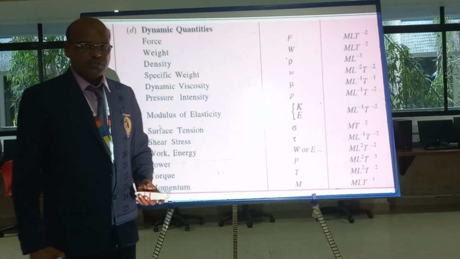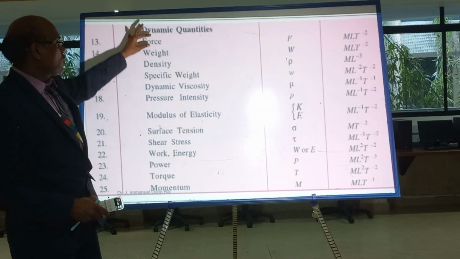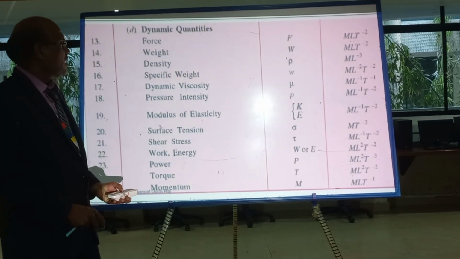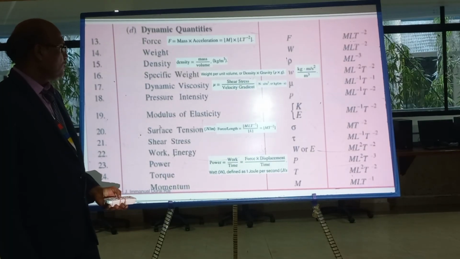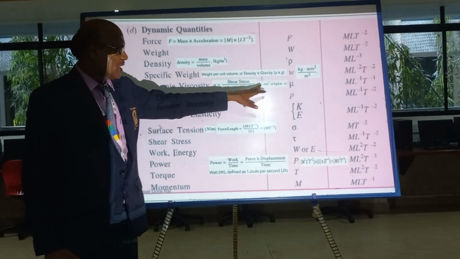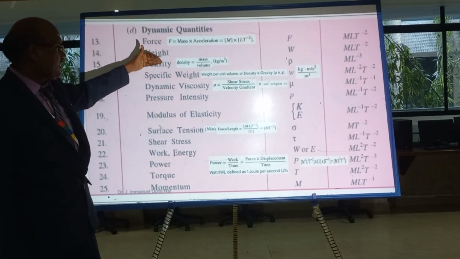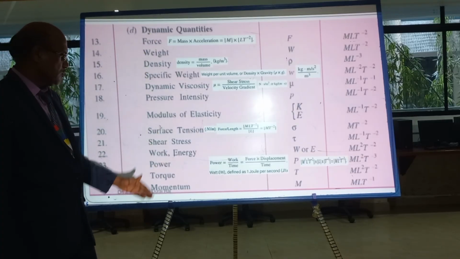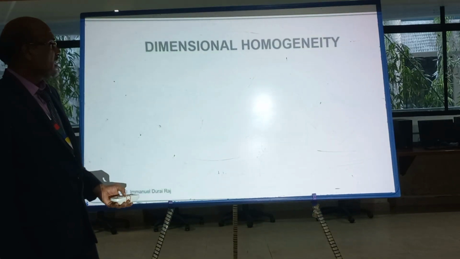Then dynamic quantities, which include force and pressure. Normally force is the main one here, M L T power minus 2. Force is mass times acceleration. And density, kg per meter cube. Dynamic viscosity, Newton second per meter square or kg per meter per second. These three are very important: force, density, viscosity. If you know these three, you can find the remaining ones, like power and torque. You have seen these are dynamic quantities.